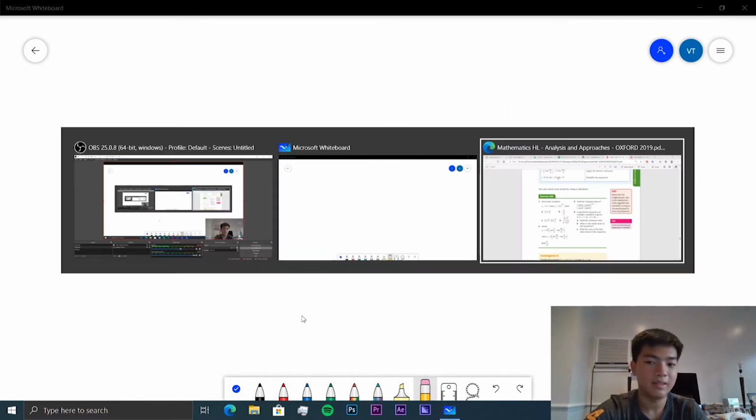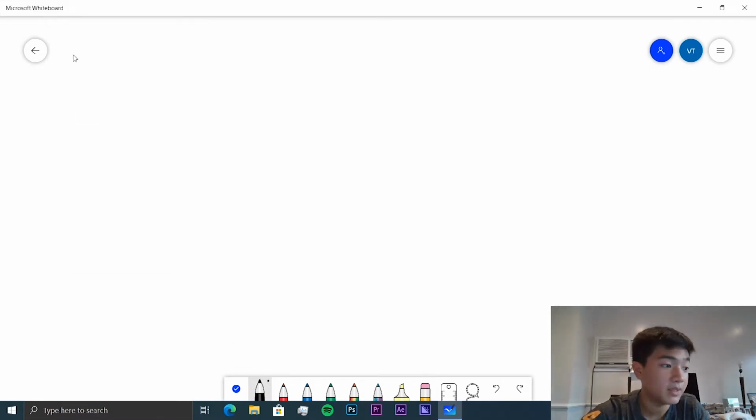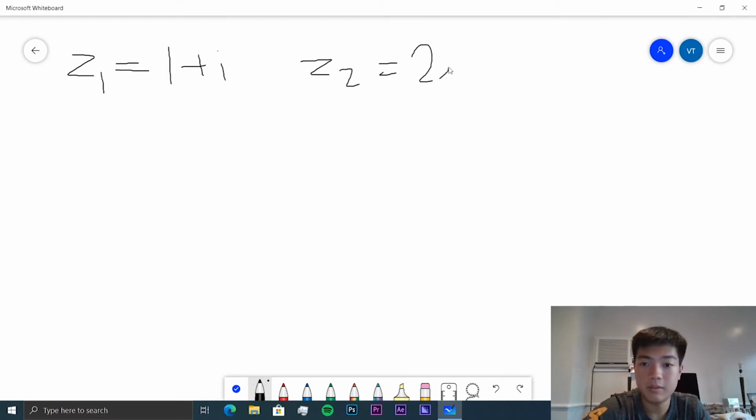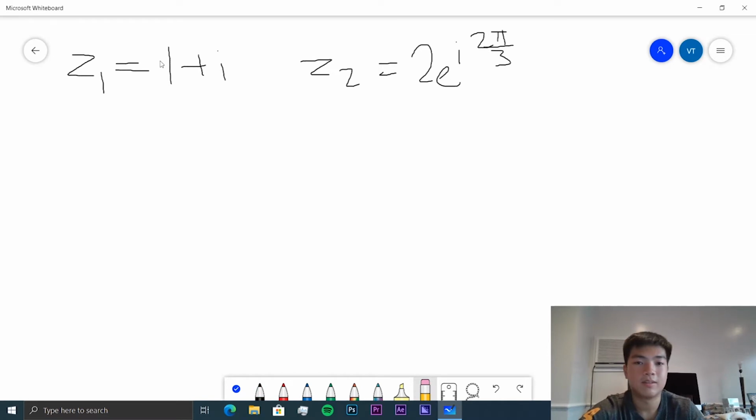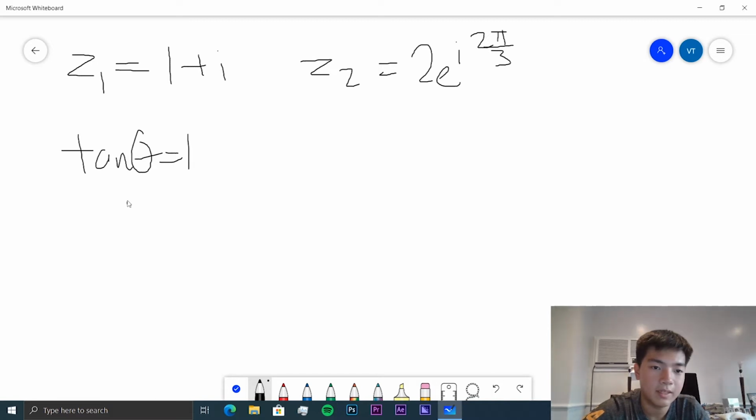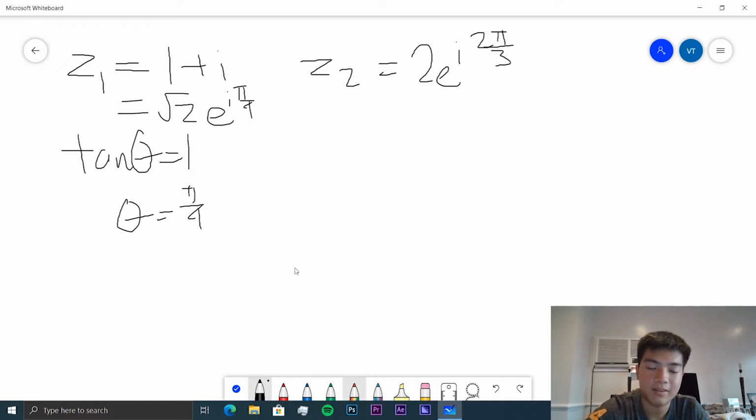The first question is, given the numbers z1 equal to 1 plus i, and z2 equal to 2e to the i 2 pi over 3, we need to find z1 cubed times z2 squared. Let's find z1 first. It will be much easier to convert this into exponential form. So tan theta is equal to 1, theta is equal to pi over 4. So this is equal to square root 2 e to the i pi over 4.